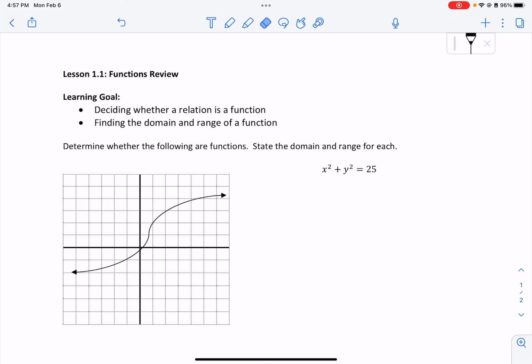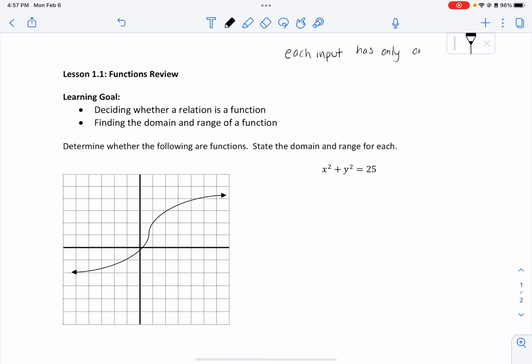Lesson 1.1, Functions Review. The goal of this lesson is to determine whether a relation is a function and then find the domain and range of that function. So let's recall what a function is. A function is a relation where each input has only one output.